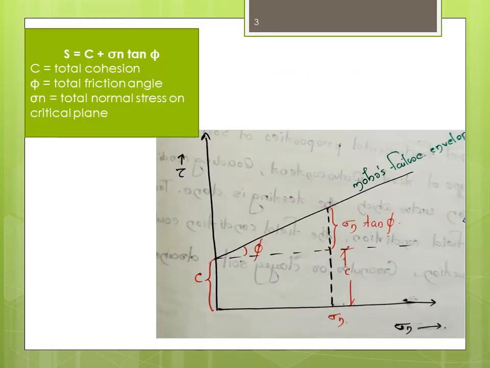According to Mohr-Coulomb's theory, S is equal to C plus sigma n tan phi. It gives the shear strength. Here, C is the total cohesion, phi is the total friction angle, and sigma n is the total normal stress on the critical plane. The figure shows the graphical representation: the x-axis is sigma n and the y-axis is tau, and the inclined line shows the Mohr failure envelope. The point at which this envelope meets the y-axis is called cohesion, and the angle made to the horizontal is called the angle of internal friction.